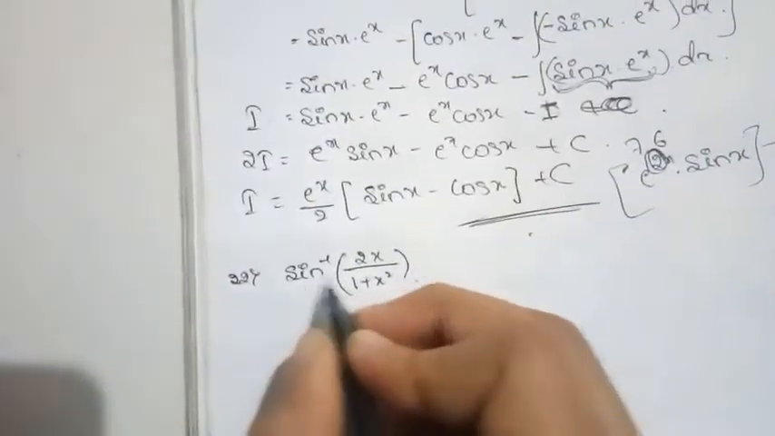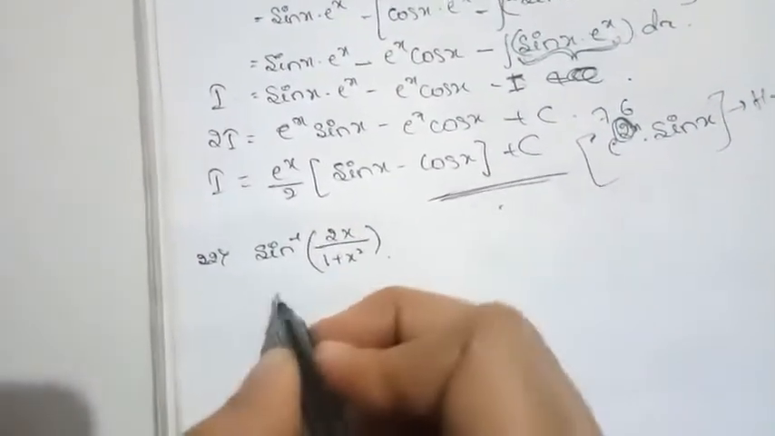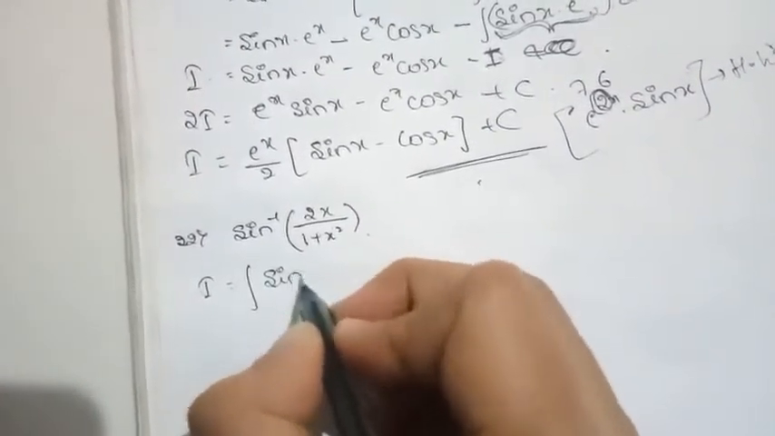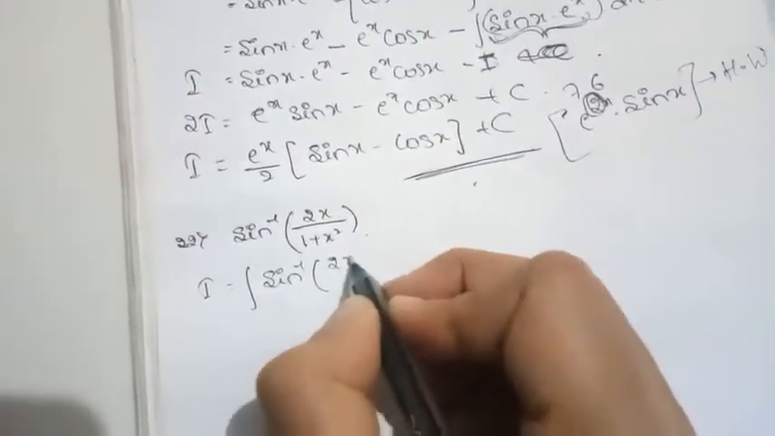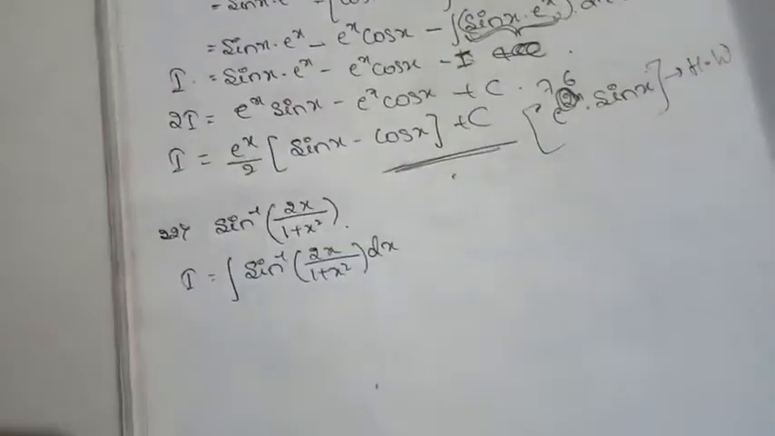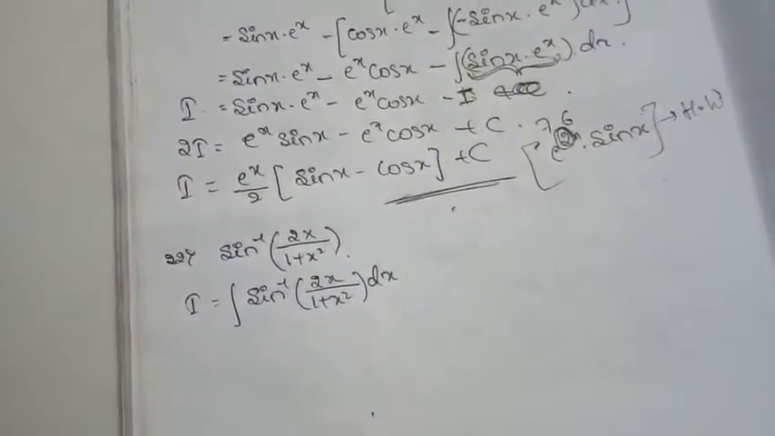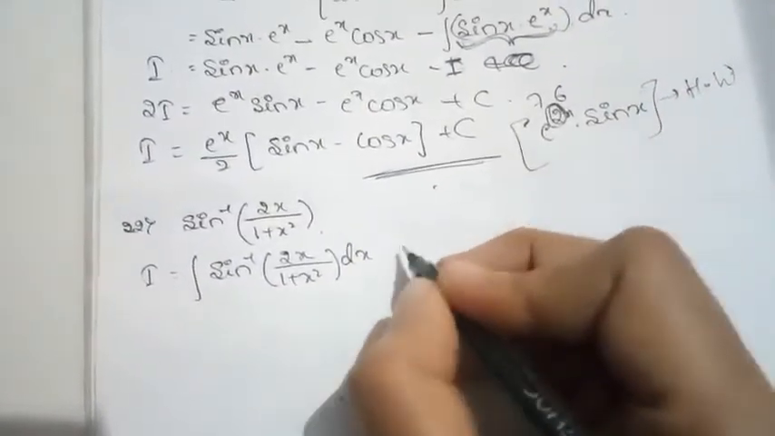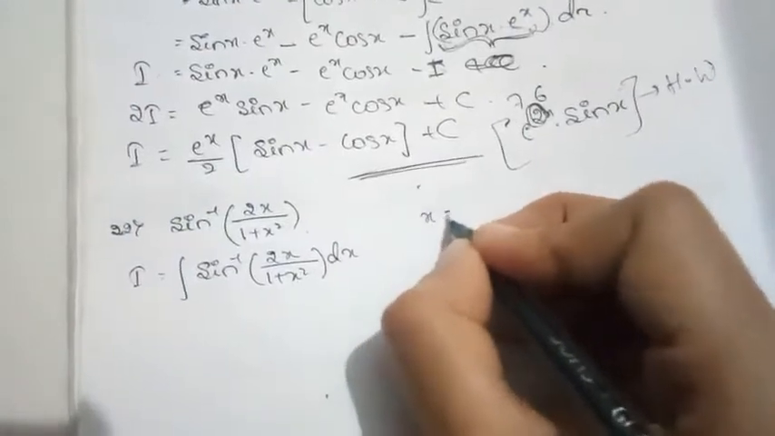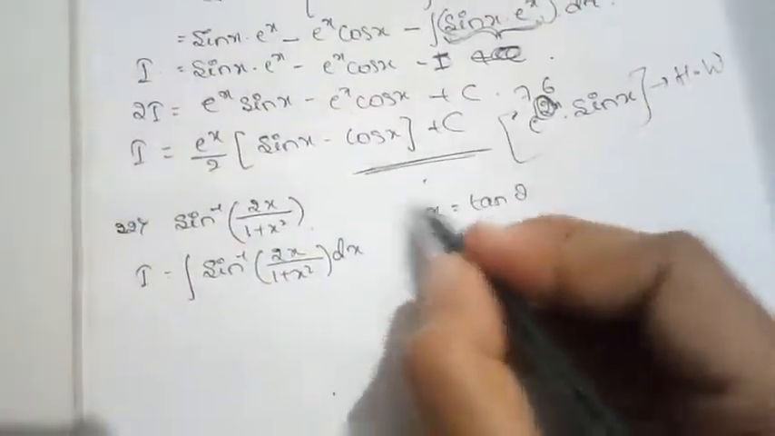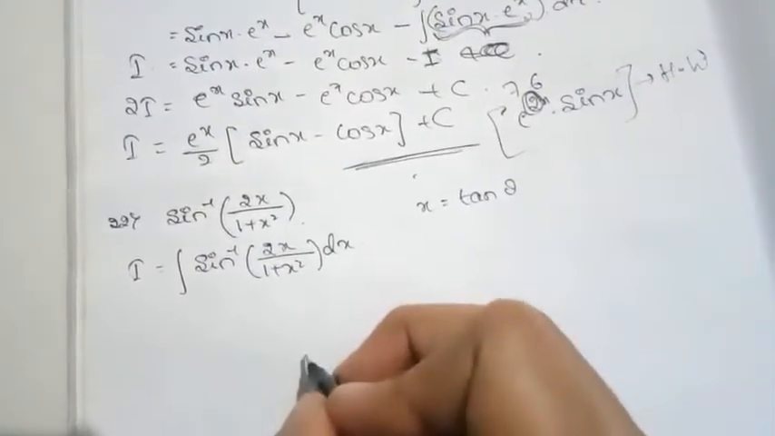The next question is the integral of sin inverse of 2x divided by 1 plus x square. First, I am taking this as equal to I, so integration of sin inverse of 2x divided by 1 plus x square dx. To get the value of this through integration by parts, I am taking x equal to tan theta, because when we have 1 plus x square, we substitute x equal to tan theta.